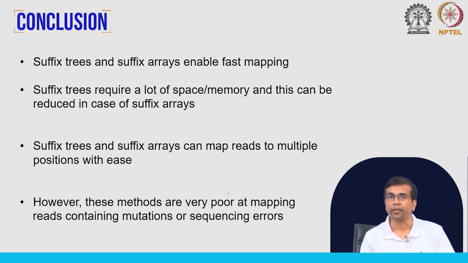But given the limitations, for example the memory and space requirement, this is something that has not been worked upon that much, because what we want at the end is a method that is fast, that can handle this kind of mapping to multiple repeat positions, but also does not take too much space or memory. We should be able to do this mapping process on a normal desktop or laptop computer. That is the goal, and that is why we have not gone in this direction, adapting the suffix tree or suffix array based methods for mapping reads with mutations or sequencing errors.